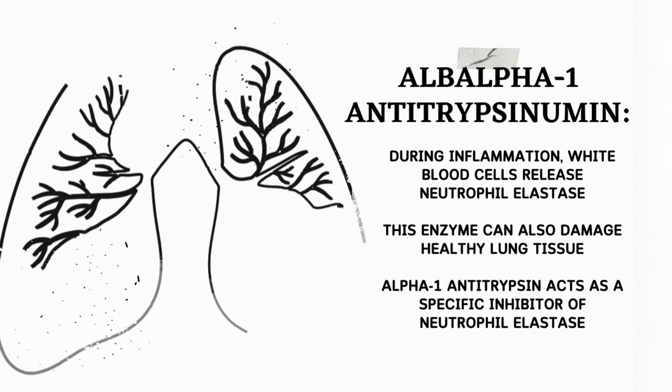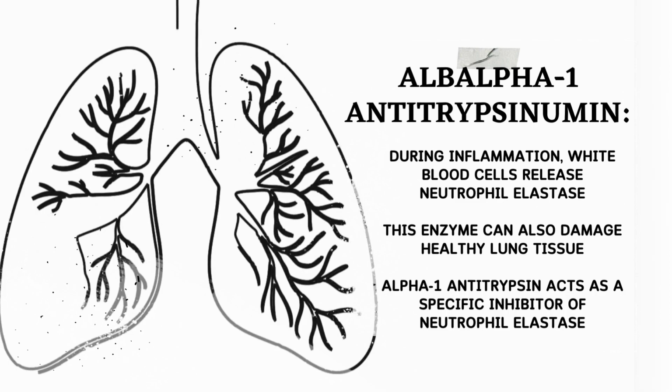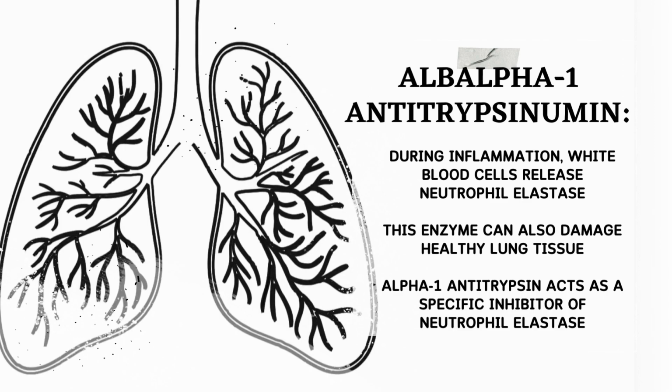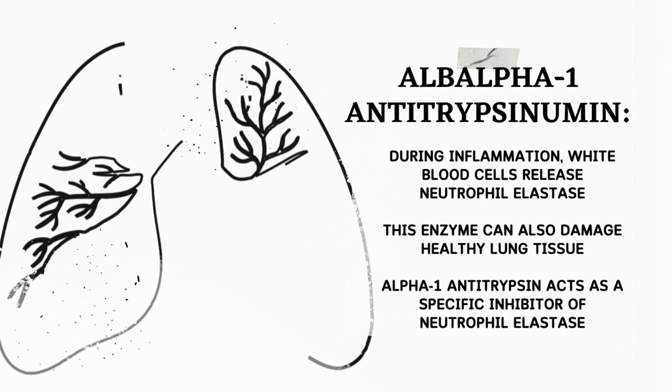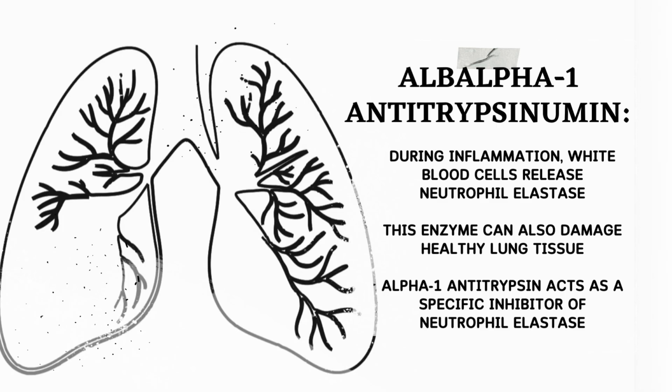Taming the destructive enzyme. During inflammation, white blood cells release neutrophil elastase, an enzyme that helps fight infection. However, this enzyme can also damage healthy lung tissue if left unchecked. Alpha-1 antitrypsin acts as a specific inhibitor of neutrophil elastase, effectively neutralizing it and preventing lung injury.